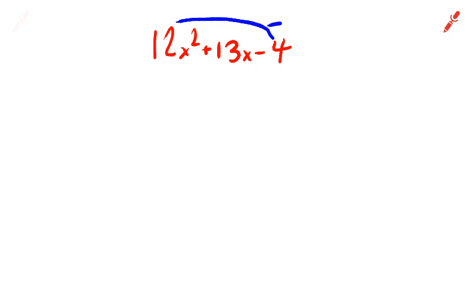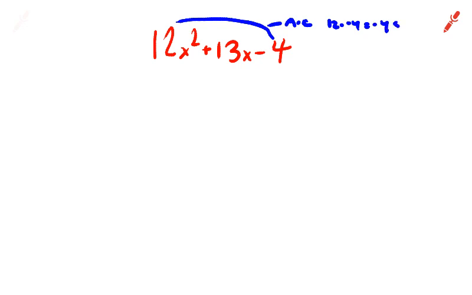This example is going to look at using a rectangle to factor a quadratic with an a coefficient. Once again, we'll use the expression 12x squared plus 13x minus 4. And like all of these problems, we start by multiplying the a and the c. So 12 times negative 4 gives us negative 48.